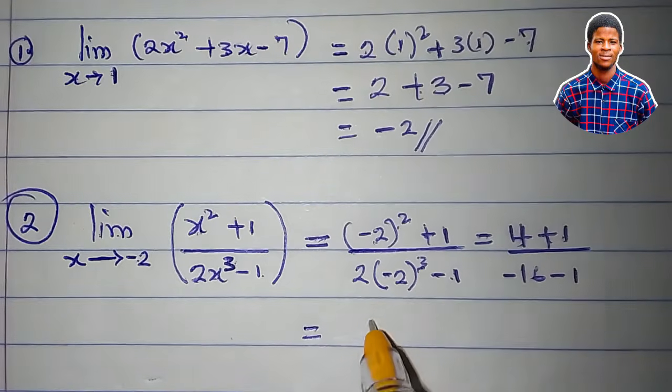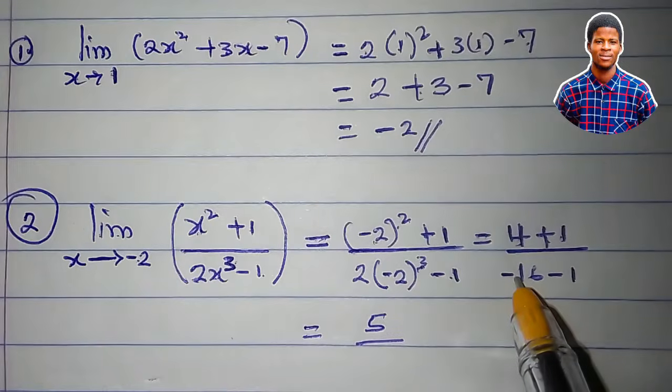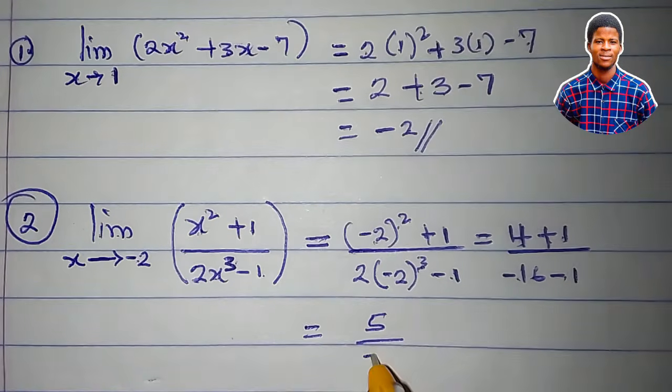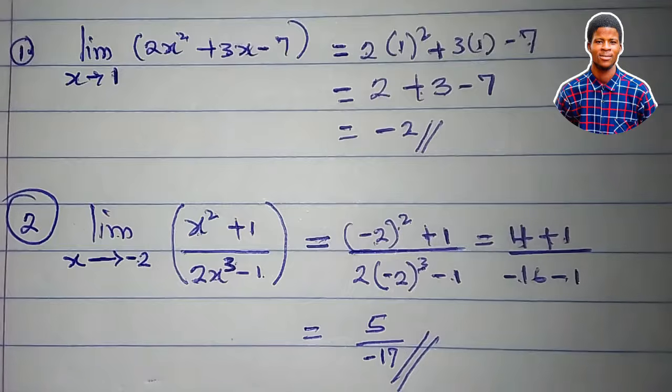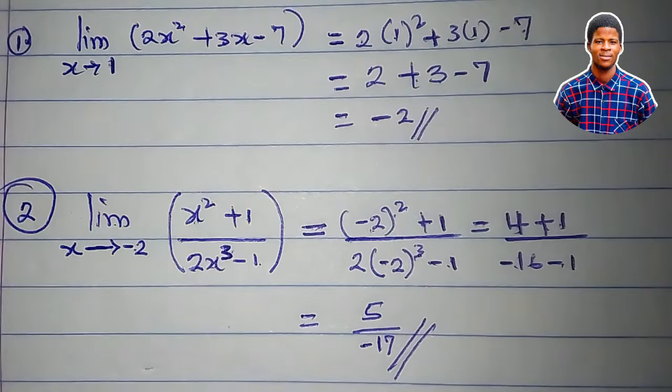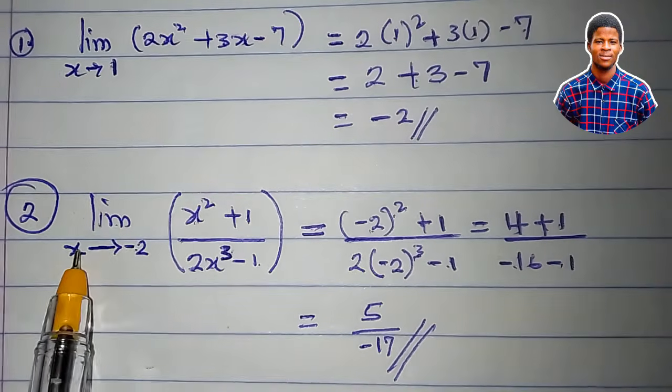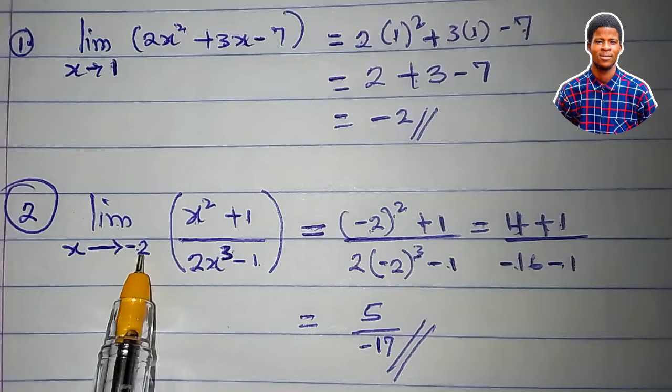4 plus 1 is 5. Minus 16 minus 1 is minus 17. So this is the limiting value of this function as x tends to minus 2.